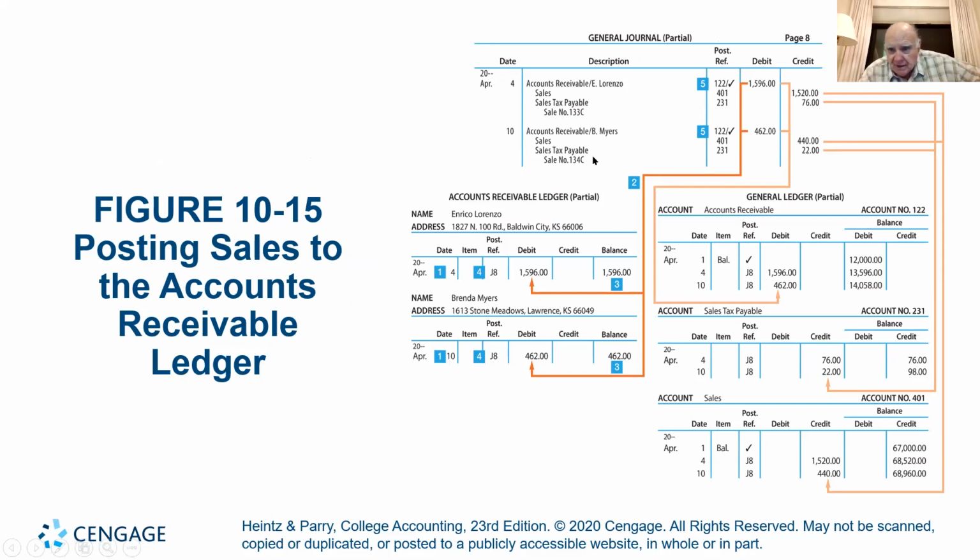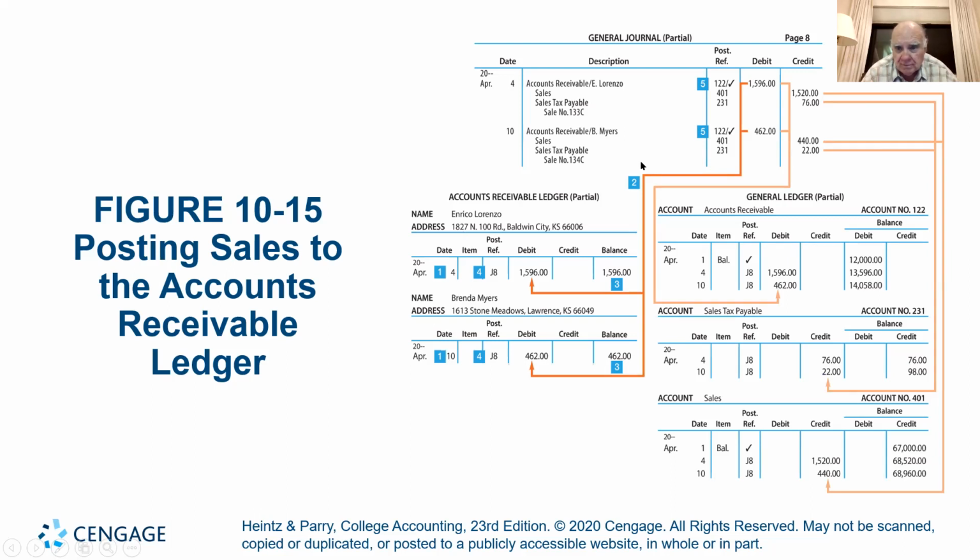Here are the two transactions. Here is what we just reviewed down here. Now we have to put these two transactions into the subsidiary ledger. So notice that Enrico Lorenzo has his own page. Brenda Myers has her own page, and so do all of our customers.